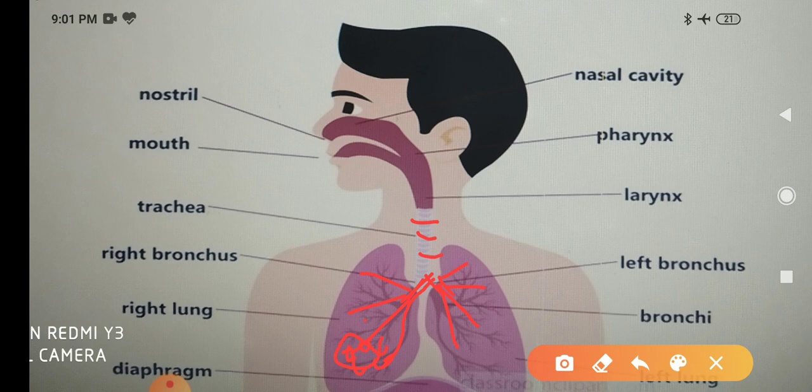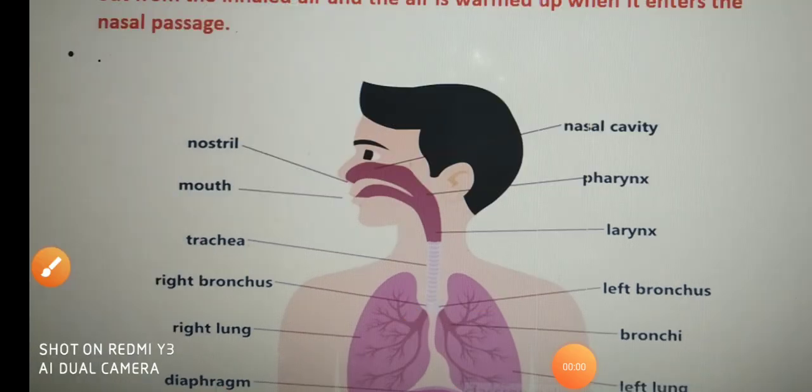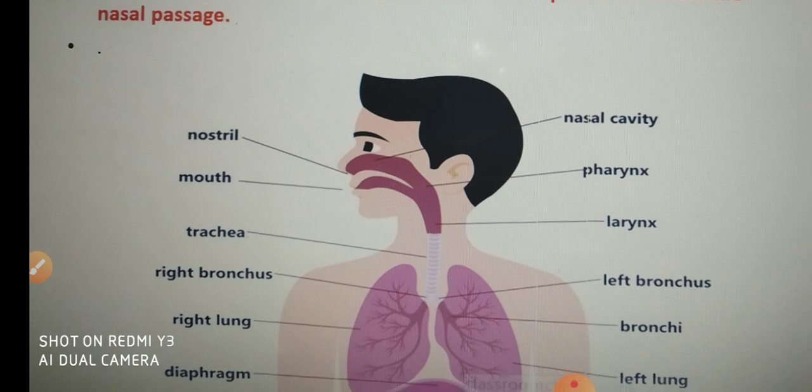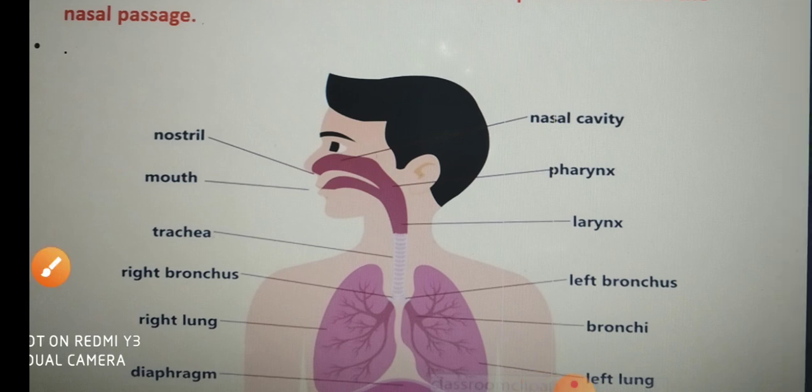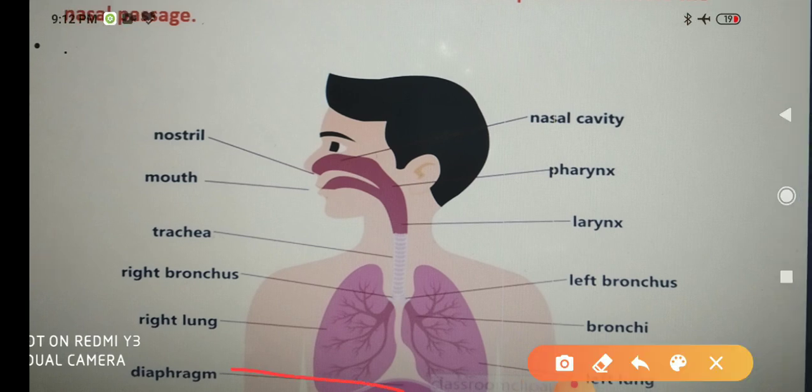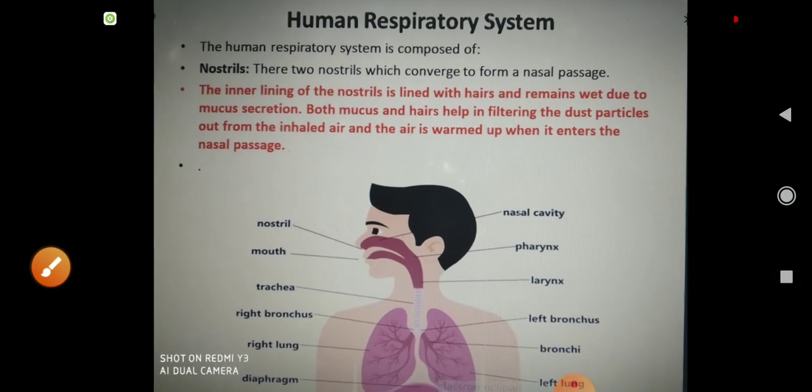These structures are called alveoli, or we can say these bronchioles end into hundreds of small balloon-like structures. These are called alveoli. Lungs are balloon-like structures. These are pinkish in color, and these are enclosed in the thoracic cavity. At the bottom of the thoracic cavity there is a muscular floor that is called the diaphragm. Okay, this was on the basis of the diagram.